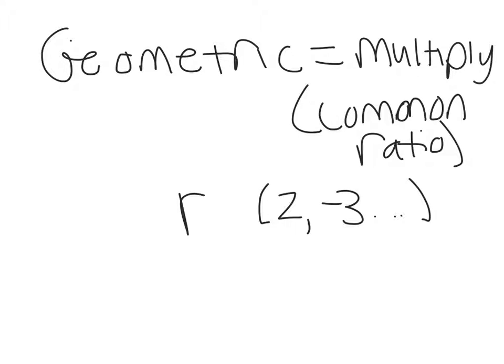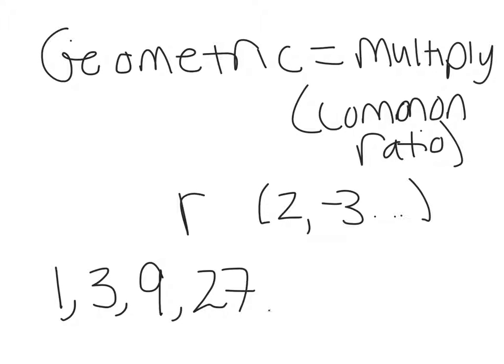So this time, if my first term was 1 and my common ratio was 3, like I used last time, so 1 times 3 is 3, 3 times 3 is 9, 9 times 3 is 27, and so on. So geometric, you multiply by a common ratio, and arithmetic, you add a common difference or a constant number every time, and that's how they're different.